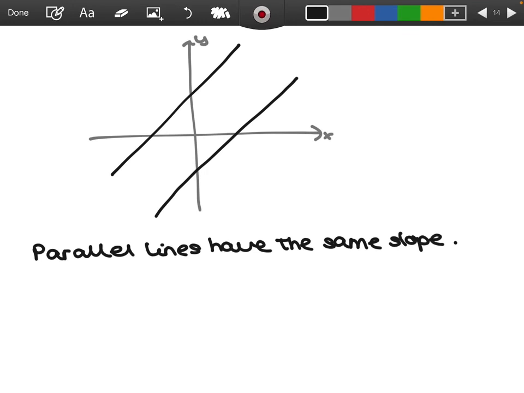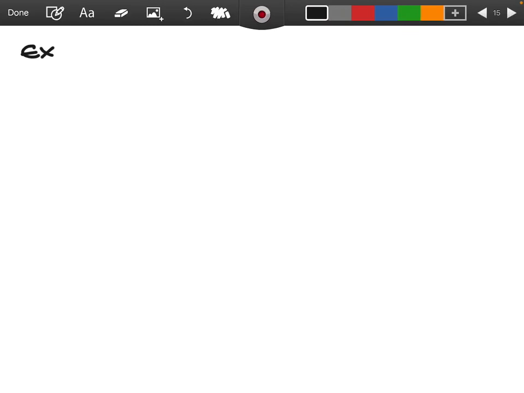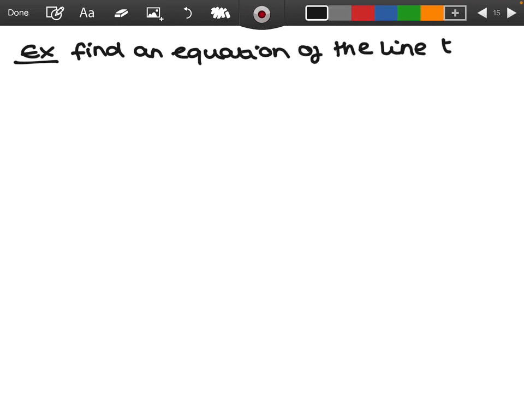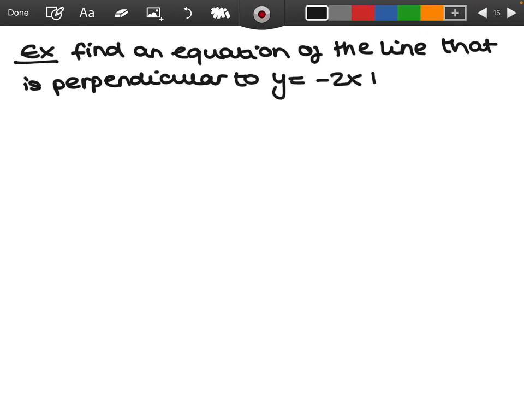So if one of these lines has slope m, then so will the other one. They both have the same slope. Let's do a couple of examples to finish off. So we're going to find an equation of the line that is perpendicular to the line y is equal to -2x plus 5, and I'm going to put in the extra condition that it has to pass through the point (6, 4).